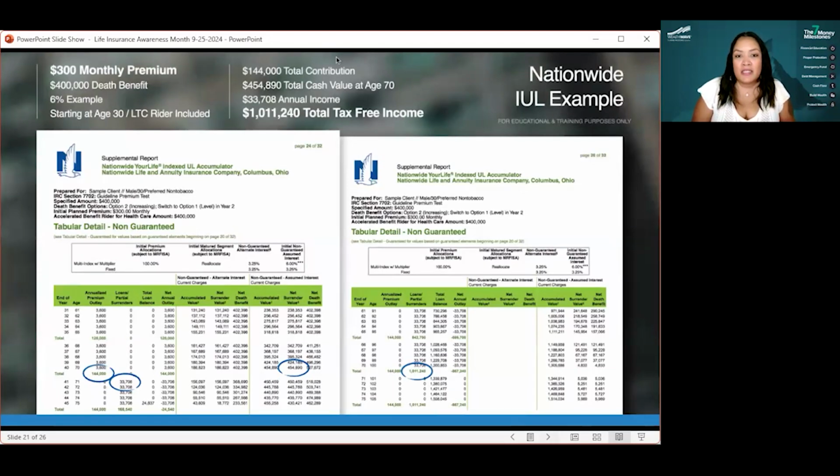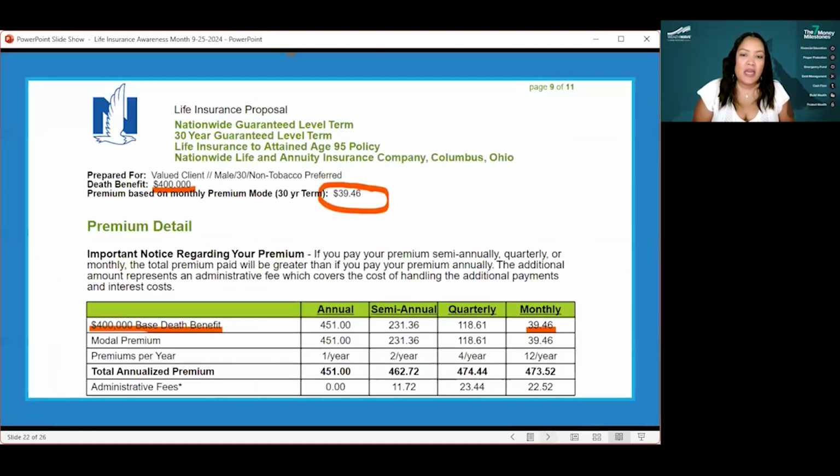But let's say we have that same 30-year-old guy. He's like, I can't afford this permanent policy, Shantae. I like it. It sounds good, but I can't afford it. Okay, fine. Let's look at term insurance. Remember, I said term insurance is so much cheaper. Same company, 30-year term. So this is for a 30-year period of time. 30-year-old non-tobacco preferred male, same death benefit, $400,000. But do you see how much difference the cost is? $40 a month.